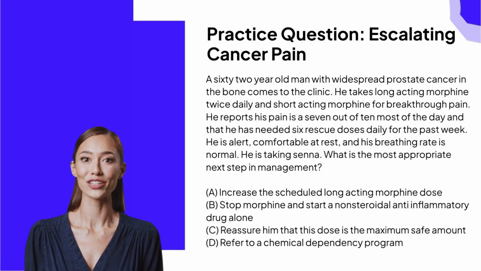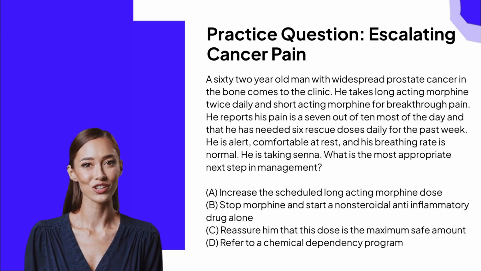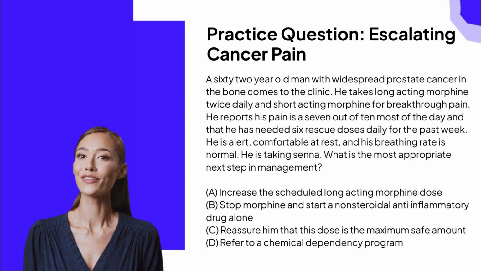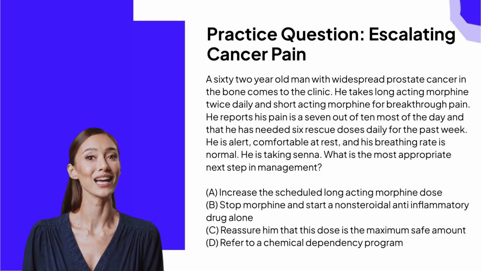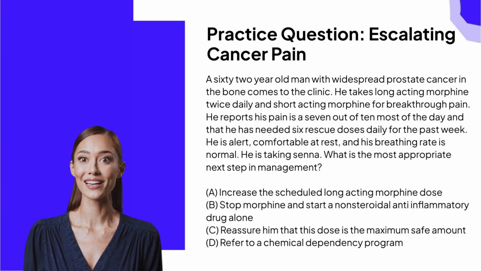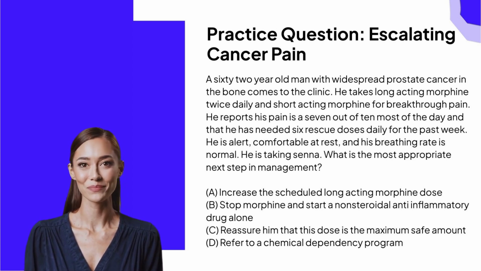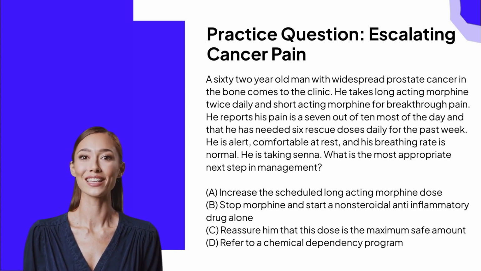Our first practice question. A 62-year-old man with widespread prostate cancer in the bone takes long-acting morphine twice daily with short-acting morphine for breakthrough. His pain is a 7 out of 10 most of the day, and he has needed 6 rescue doses daily for a week. He is alert, comfortable at rest, his breathing rate is normal, and he takes senna. What is the most appropriate next step?